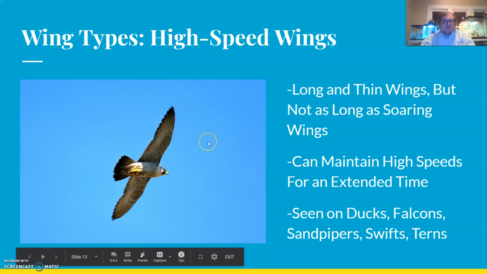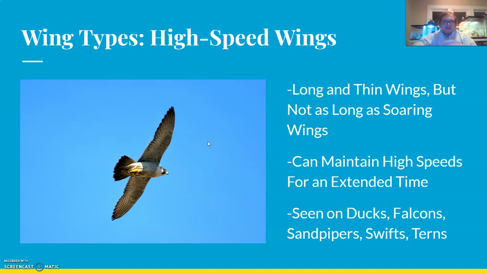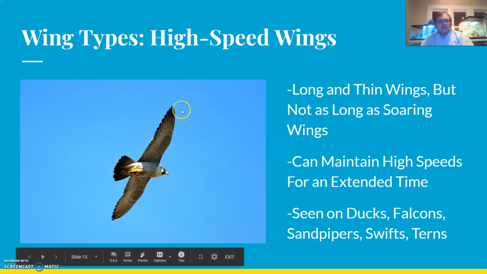So these are ones that are able to, it's so smooth and really cuts through the air. Again, that whole principle of it being like an airfoil. We see these types of wings on ducks, falcons, sandpipers, swifts, and terns.